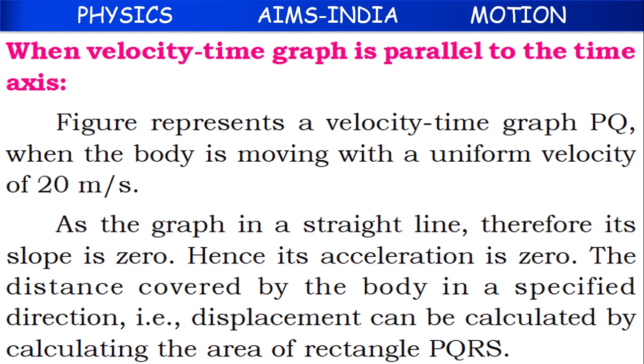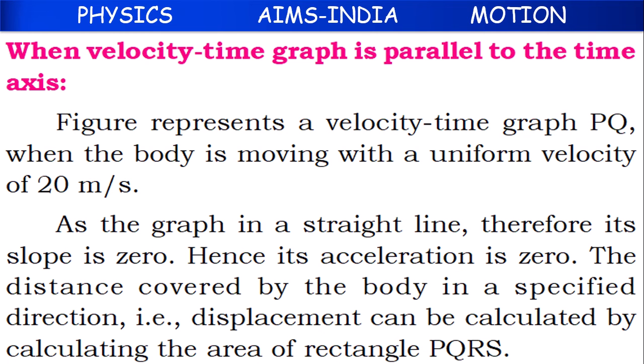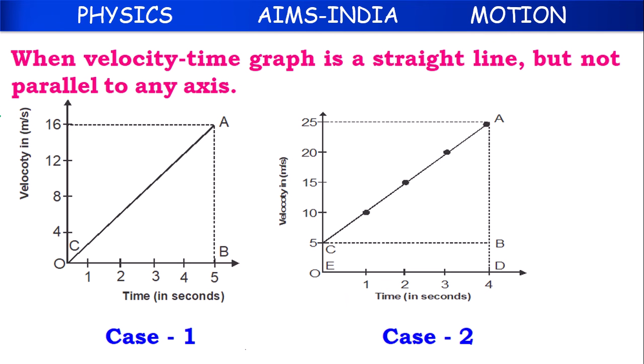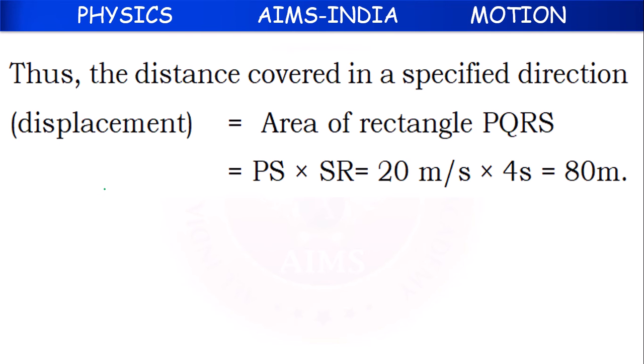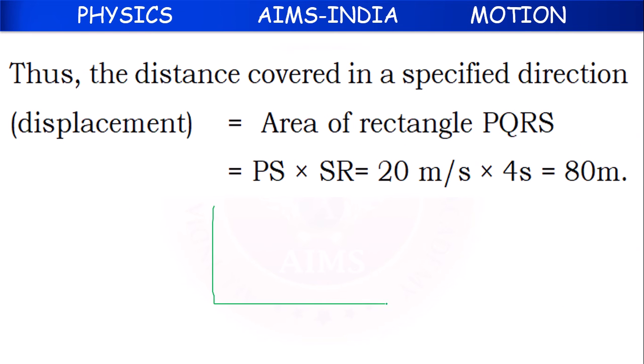So here, in this graph, we have different types of conditions. Suppose the velocity time graph is parallel to the time axis. Here they have not given any diagram. Suppose this is the x-axis on which time is mentioned, and this is the y-axis on which the velocity vector is mentioned. The velocity time graph is a straight line parallel to the time axis.